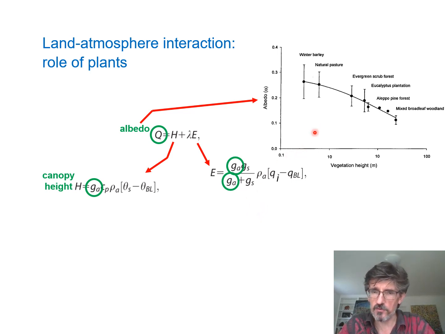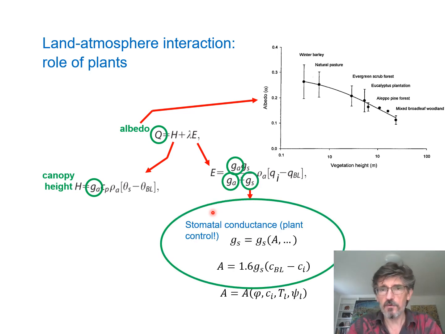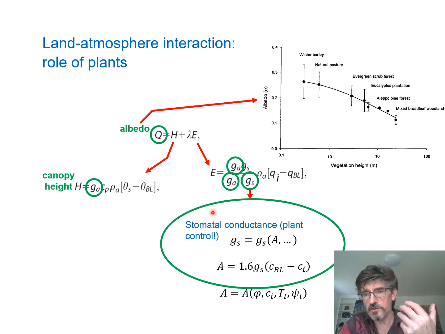So that's another strong control of vegetation on the physics of the ABL and the fluxes. And then, of course, the stomatal conductance. This is the most important control. Stomates open and close, plants try to save water, and by doing that, they change the energy partitioning into the ABL, and they change its growth.